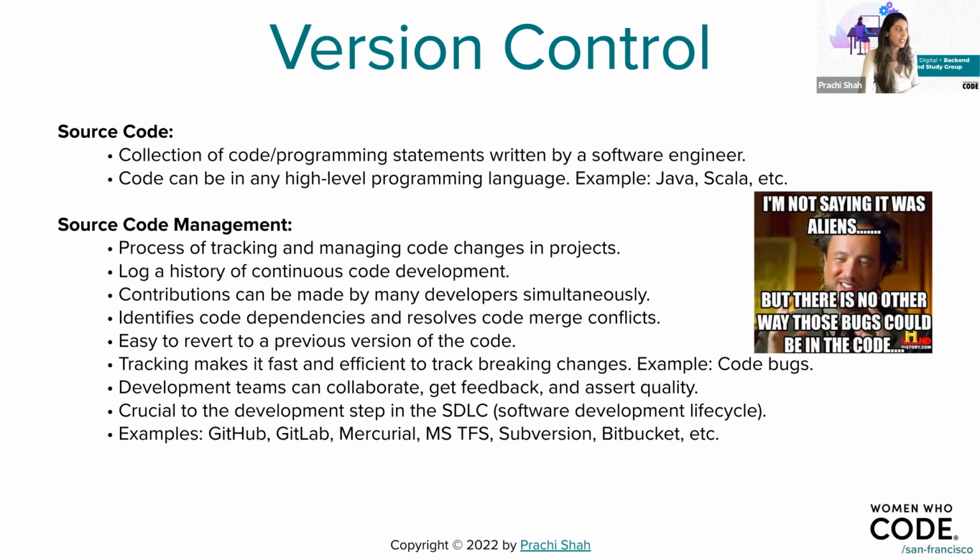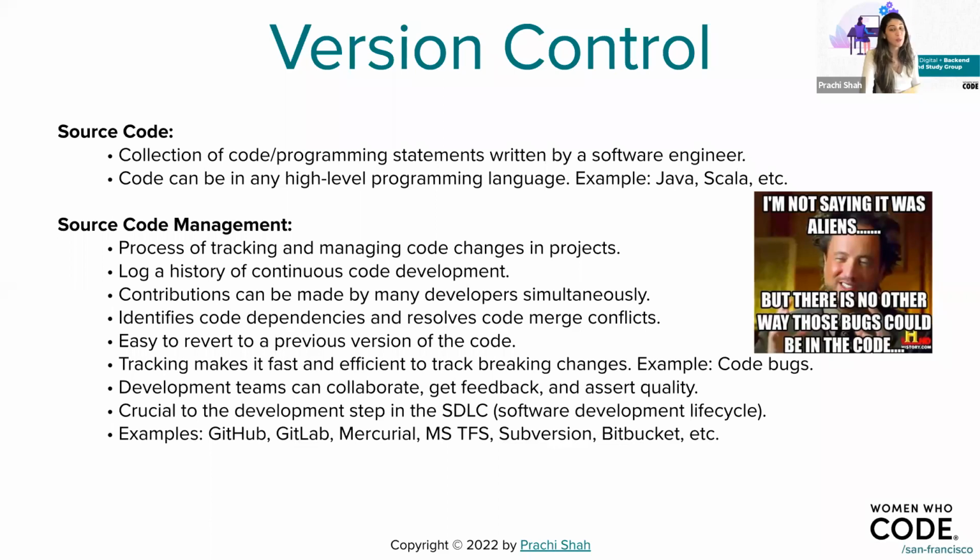Source code management basically is a process of tracking and managing code changes in your projects or applications. What we do in source code management is we log a history of continuous code development. Any changes to your code, any code manipulation, we want to keep a history or a log of all those changes over time. Contributions made by different developers, multiple developers belonging to different teams, can be working on the same project in parallel or simultaneously contributing to the code changes, right? We want to track all of that.